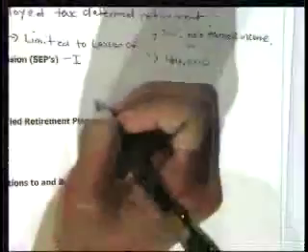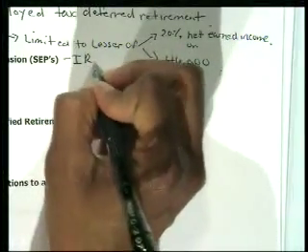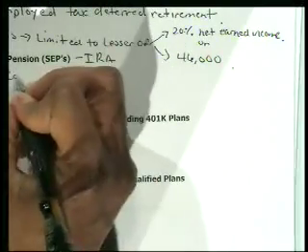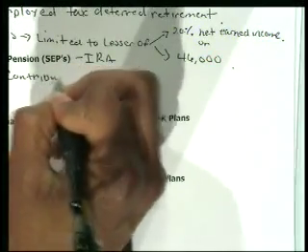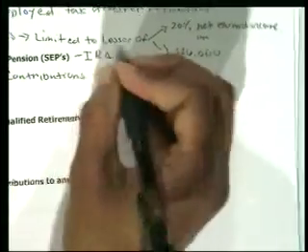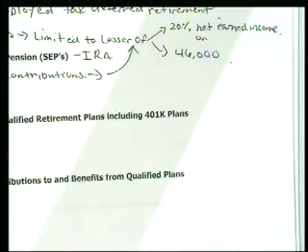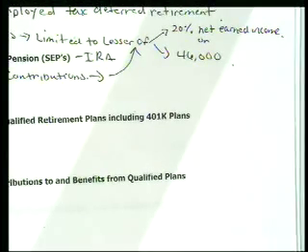They also have what they call SEP plans. These are simplified employee pension plans, which are IRAs as well. The contributions into these plans are going to be the same as our Keogh plans, so 20% of net earned income and $46,000.